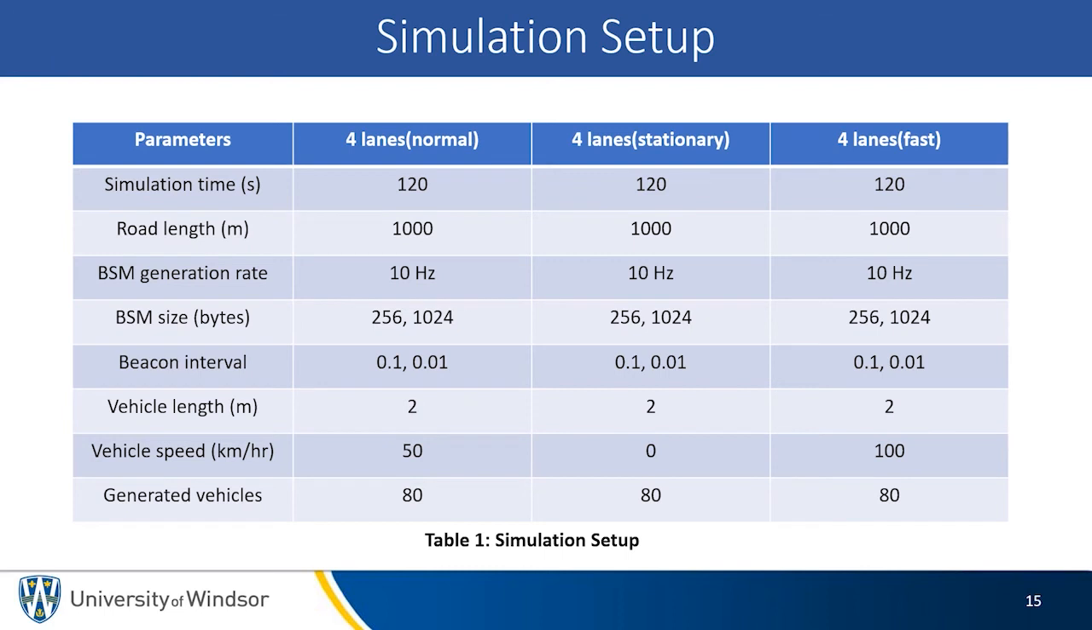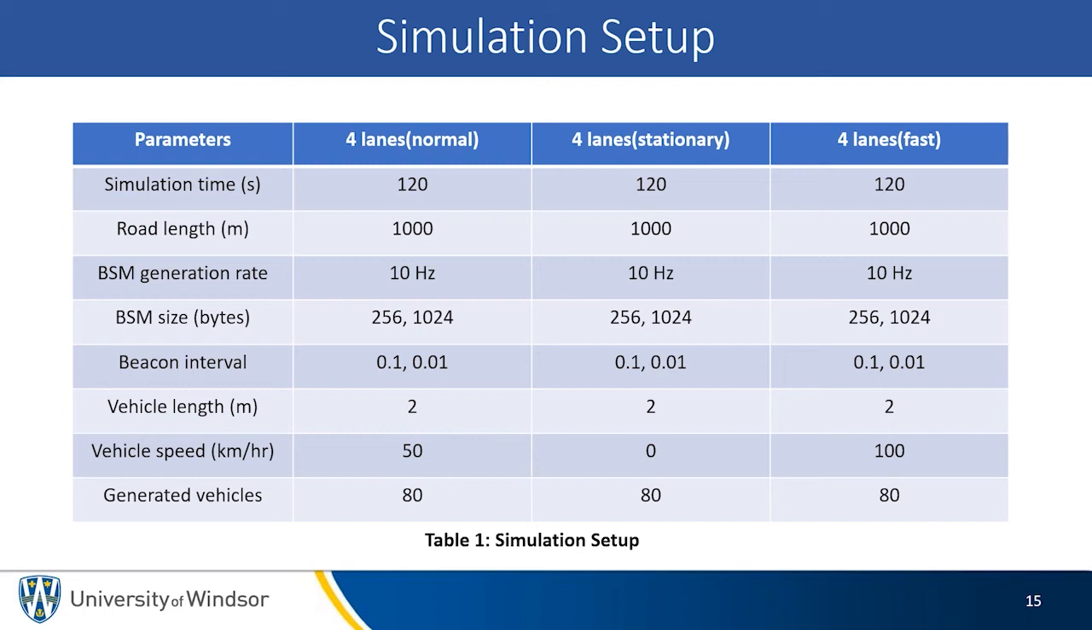The simulation setup. Different parameters and 3 different traffic scenarios were considered for simulations. The traffic scenarios are named normal, stationary, and fast environment. The simulation time was set to 120 seconds for all the simulations. The road length was 1000 meters for all the 3 different traffic scenarios. The BSM generation rate was set to the default value of 10 Hz.